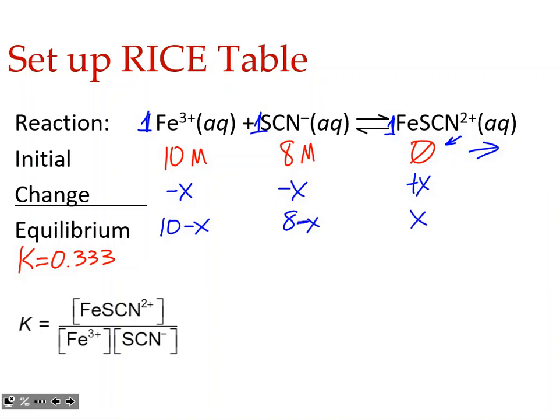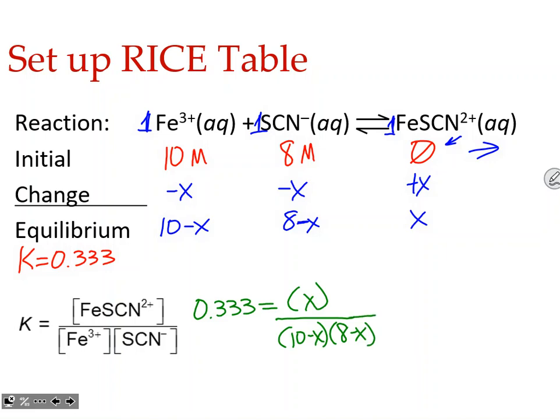So we're going to go ahead and plug these values into our equilibrium expression. Let's do that. 0.333 equals X over 10 minus X and 8 minus X. Here's where the fun comes in. How do we find X with this type of setup?